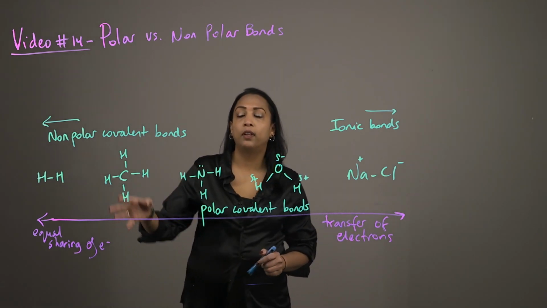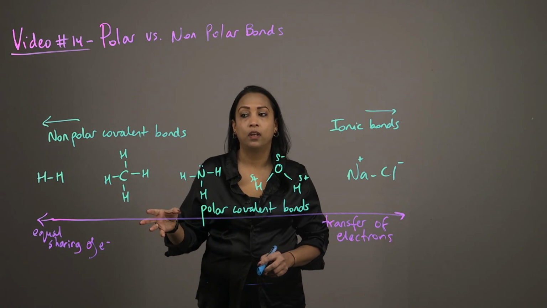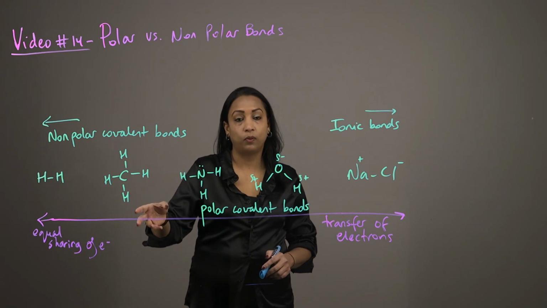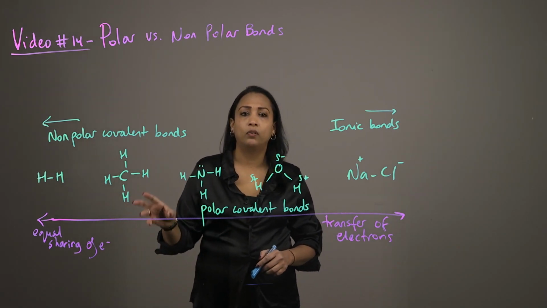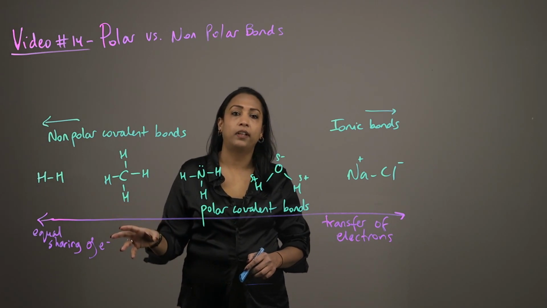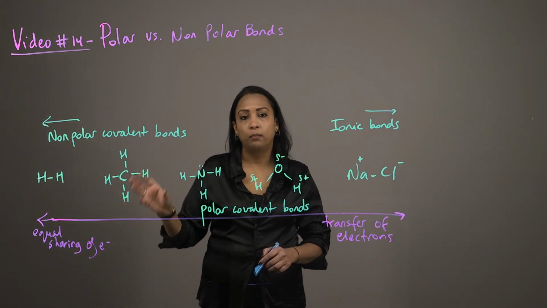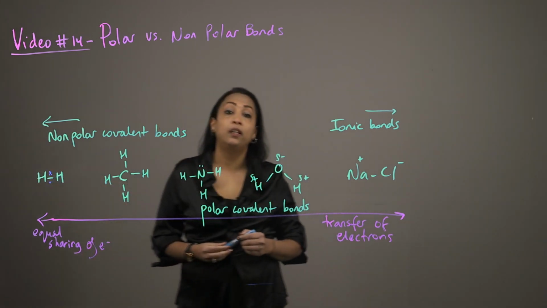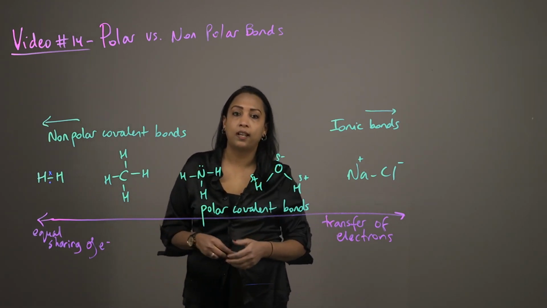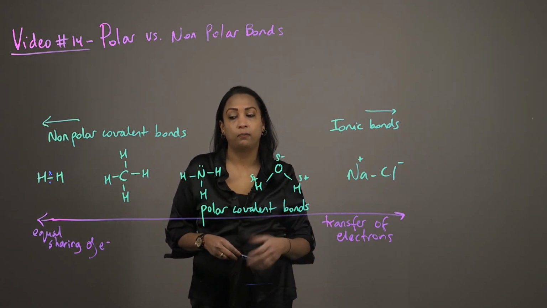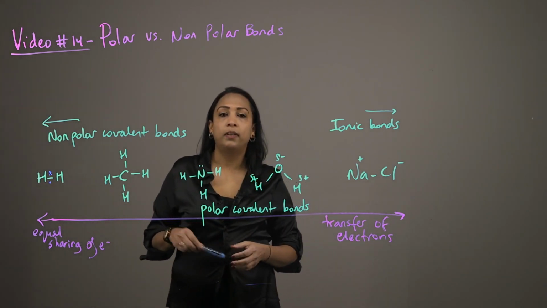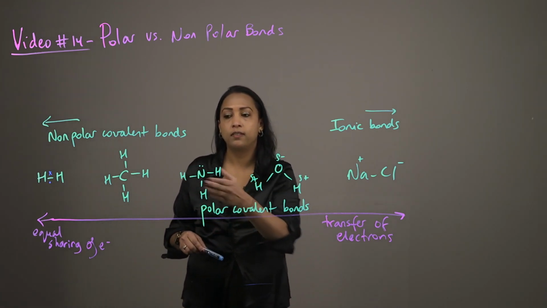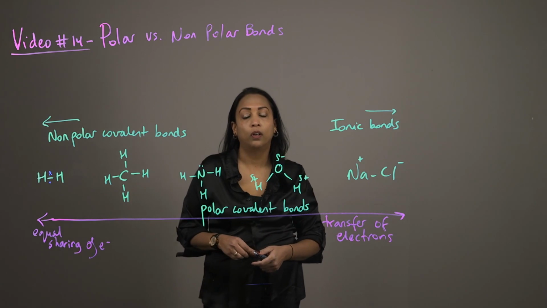On one end, we have completely non-polar covalent bonds. Here I have two examples, hydrogen or H2 and methane, CH4. Within non-polar covalent bonds, we have fairly equal sharing of electrons. In the case of hydrogen, both atoms share the 2 electrons within this covalent bond equally. That is because both hydrogen atoms possess the same electronegativity. In the case of methane, carbon and hydrogen have a very small electronegativity difference. So we consider CH bonds to also be non-polar.